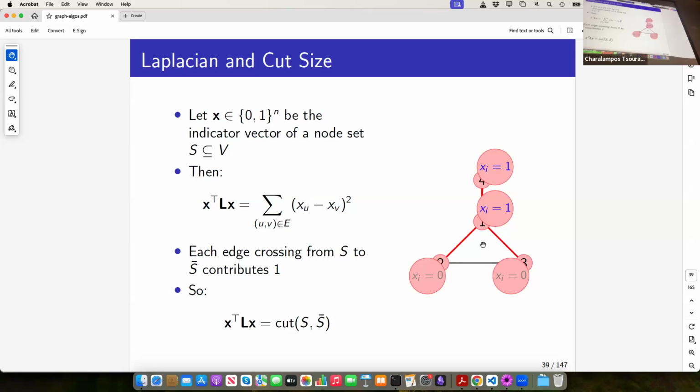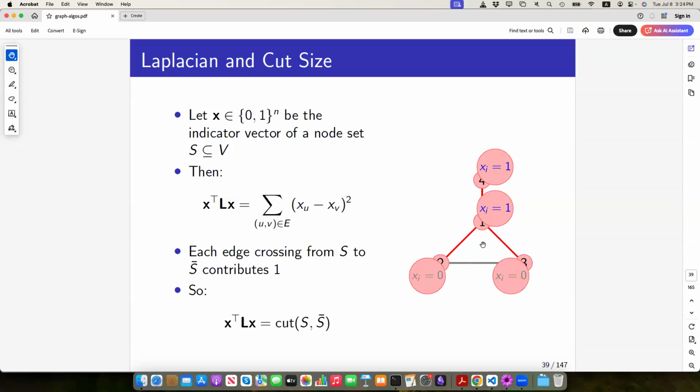Another important property of the Laplacian is that if you take a vector x, which is binary, and you look at the multiplication x transpose Lx, then this is a quadratic form, which basically is the sum over all edges of the square difference of the values of the endpoints of the edge. Now, I would like to emphasize that this is a very important expression. Why? In semi-supervised learning, you may have some labels, binary, let's say, and these labels are fixed, and you're trying to infer the labels of the other nodes.